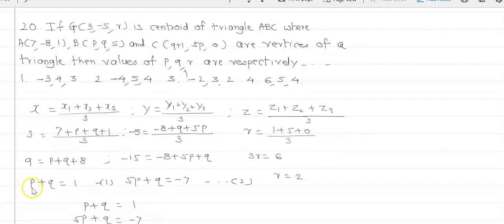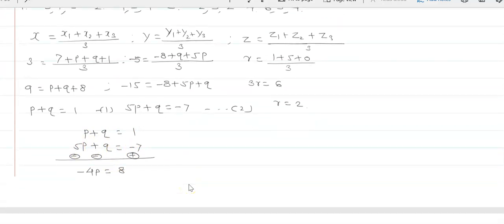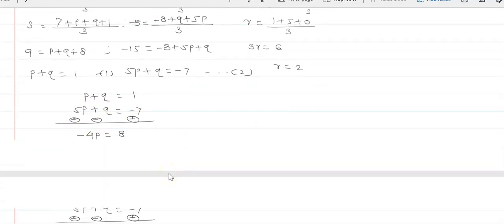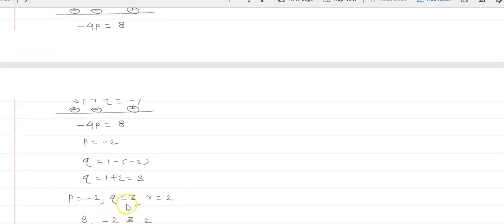Therefore, you will get P plus Q is equal to 1. And from the y coordinate equation, 5P plus Q is equal to minus 7, and R is equal to 2. Now P plus Q is equal to 1 and 5P plus Q is equal to minus 7. Therefore, P is equal to minus 2. Substitute the value of P, then you will get Q is equal to 1 minus (minus 2), so Q is equal to 3. Therefore, P is equal to minus 2, Q is equal to 3, R is equal to 2. These are the values and hence option 3 is the correct one.